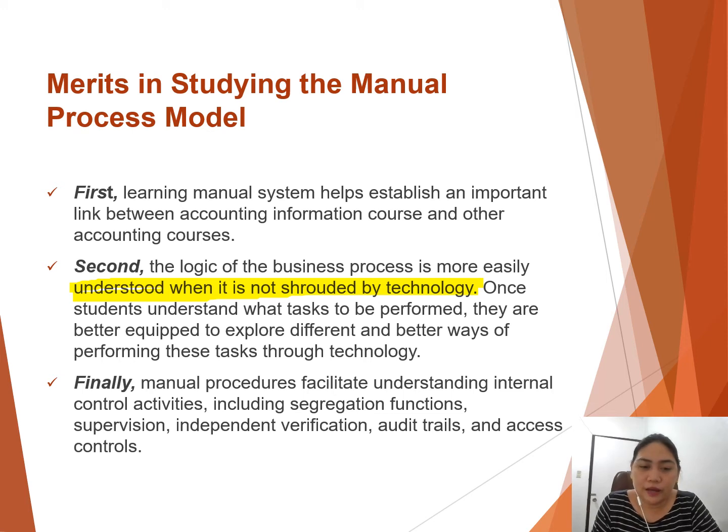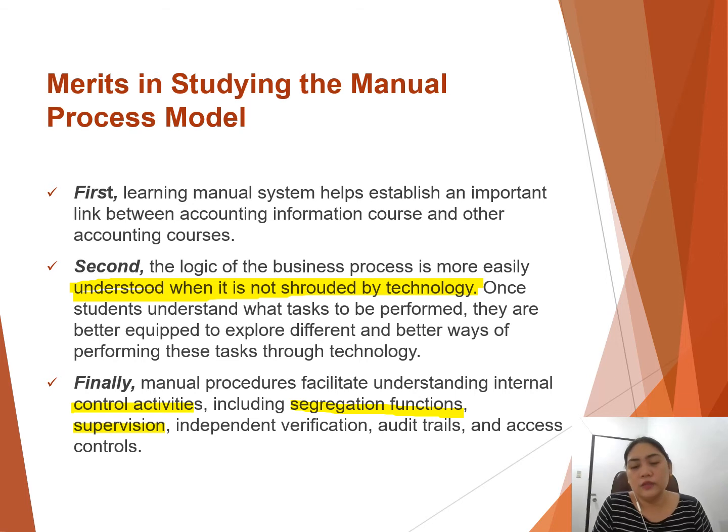And then finally, manual procedures facilitate understanding internal control activities. Ayan, yung segregation functions, supervision. Ayan. So, kailangan yan. Kasi pag sa manual, dun mo siya makikita. Yun yung tinatawag, pagka medyo malalim na term na to, yung tinatawag natin na audit trail. Okay? Pag sinabi nating audit trail, makikita mo paano ba ginawa, paano ba nagkaroon ng financial statement, sino-sino ba yung mga involved dito, meron bang nasunod na internal control, process or activity, nagkaroon ba ng segregation of functions, mahalaga rin kasi yan.